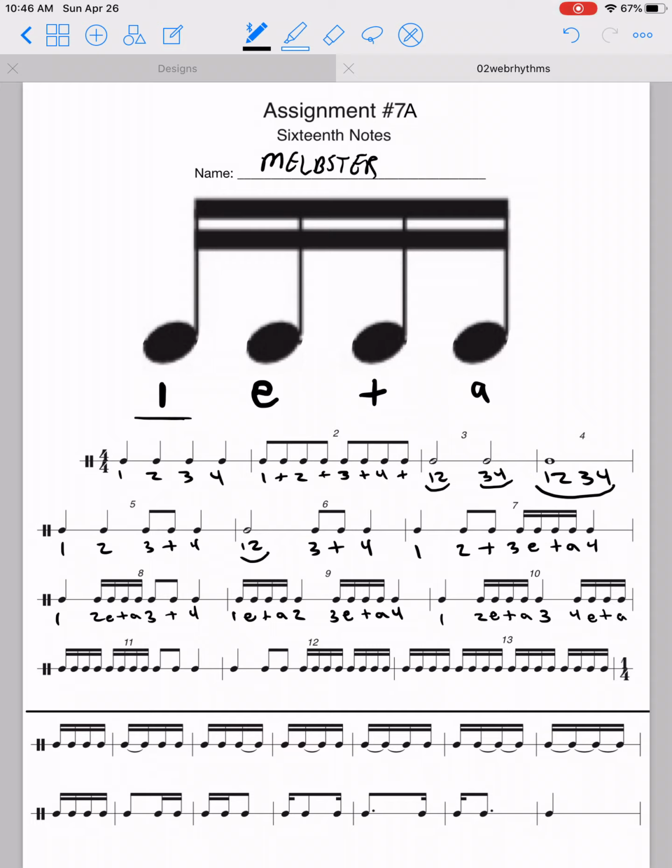Measure 11, we have two pairs of 16th note beams next to each other. And then we have eighth notes and a quarter note. Measure 12 consists of quarter note, eighth notes, and then 16th notes to end the measure.